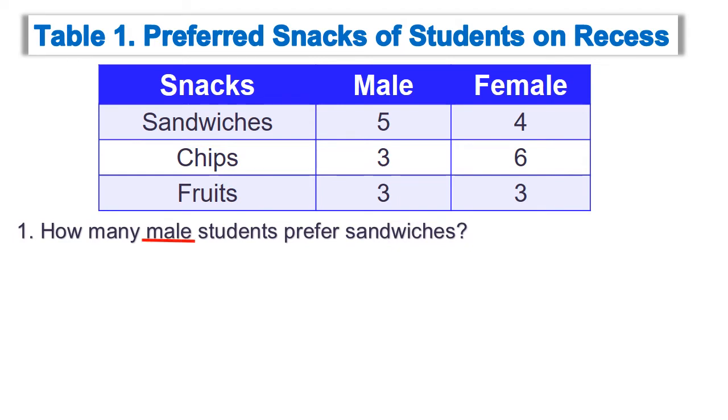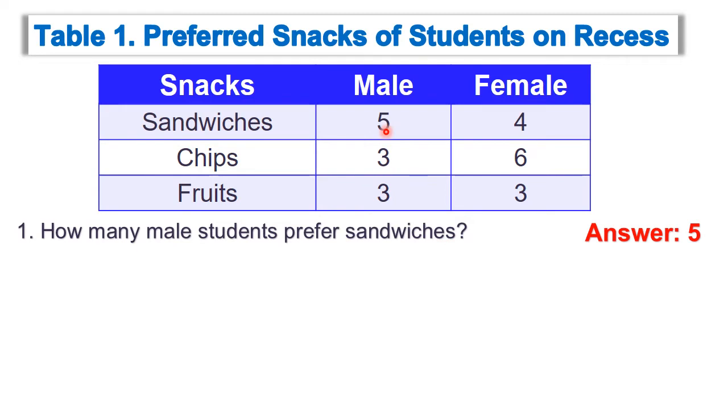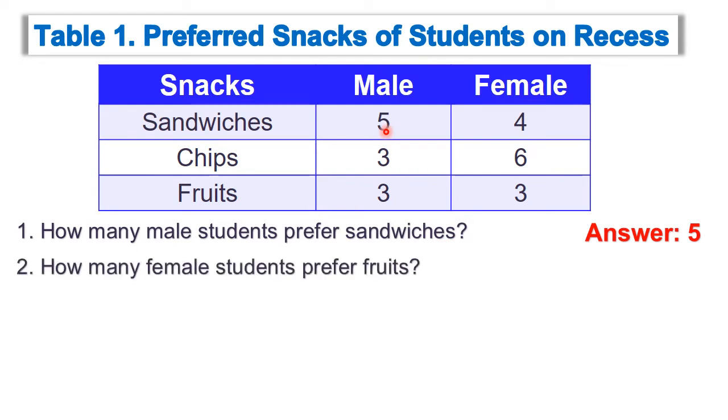So we have male and sandwiches. Male is in this column, sandwiches is in this row. As we can see, 5 belong to the intersection. Our answer is 5. Let's proceed to question number two.